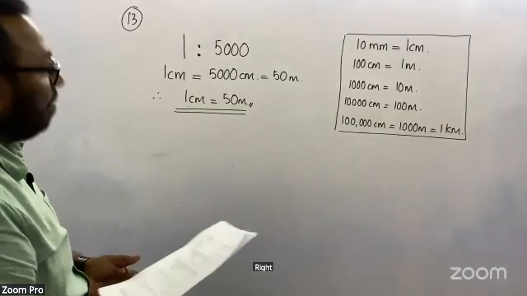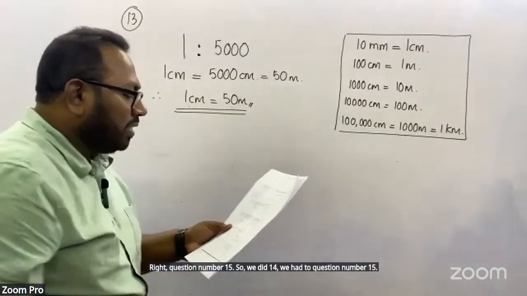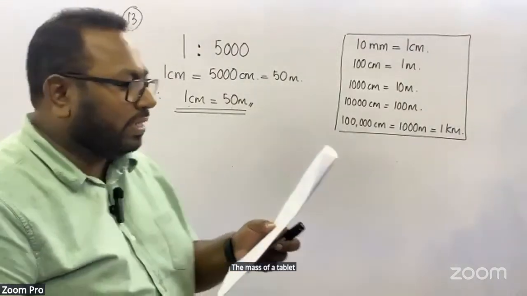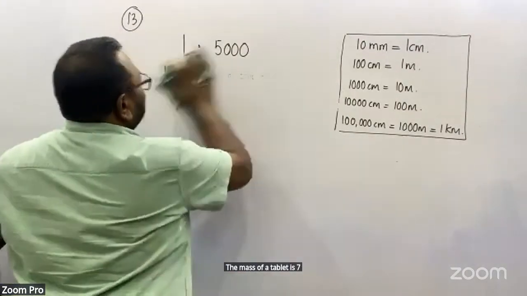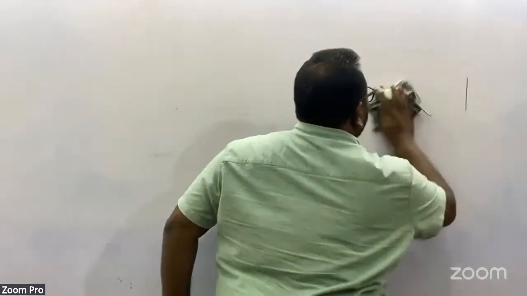Right. Question number 15. So we did 14. We are doing question number 15. The mass of a tablet is 750 milligrams. Right. Mass of one tablet is 750 milligrams.